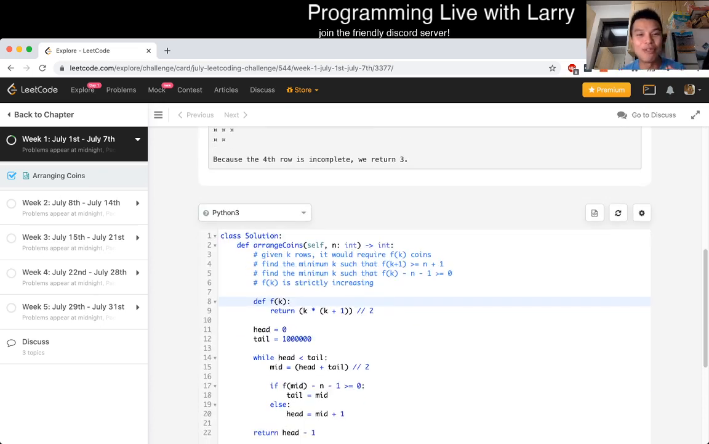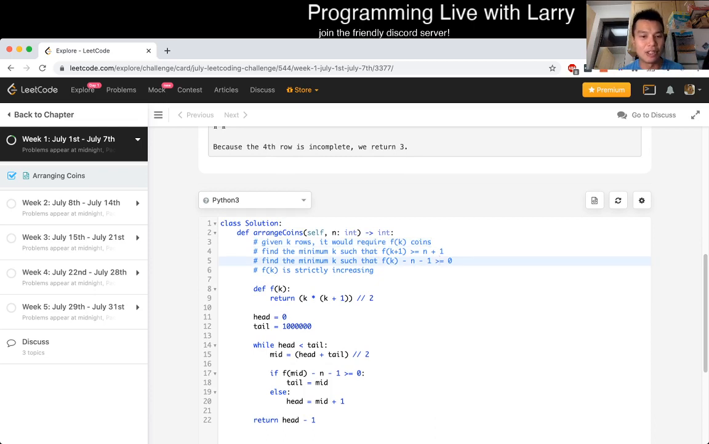So that's basically what I did. I actually did it both ways, the linear search and the binary search, so that given k rows, it would require f sub k coins, right? And this is the f of k. As I said, given k rows, it'll take k times k plus 1 over 2 coins to be full. And then the binary search criteria is that we're just trying to find a minimum k such that f sub k is greater than or equal to n plus 1.